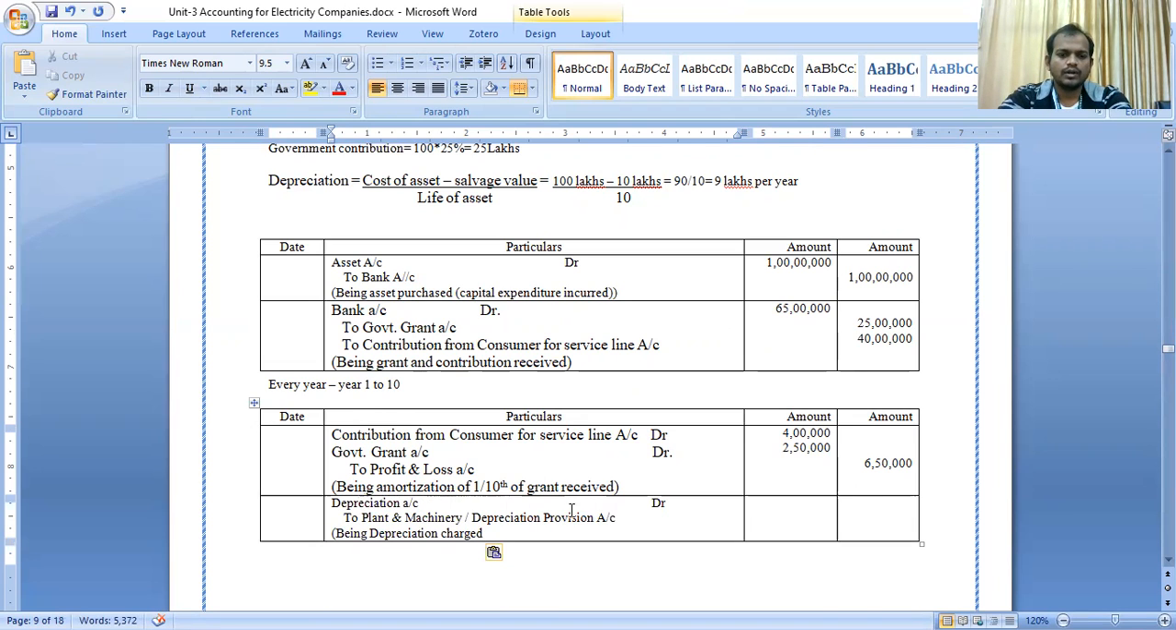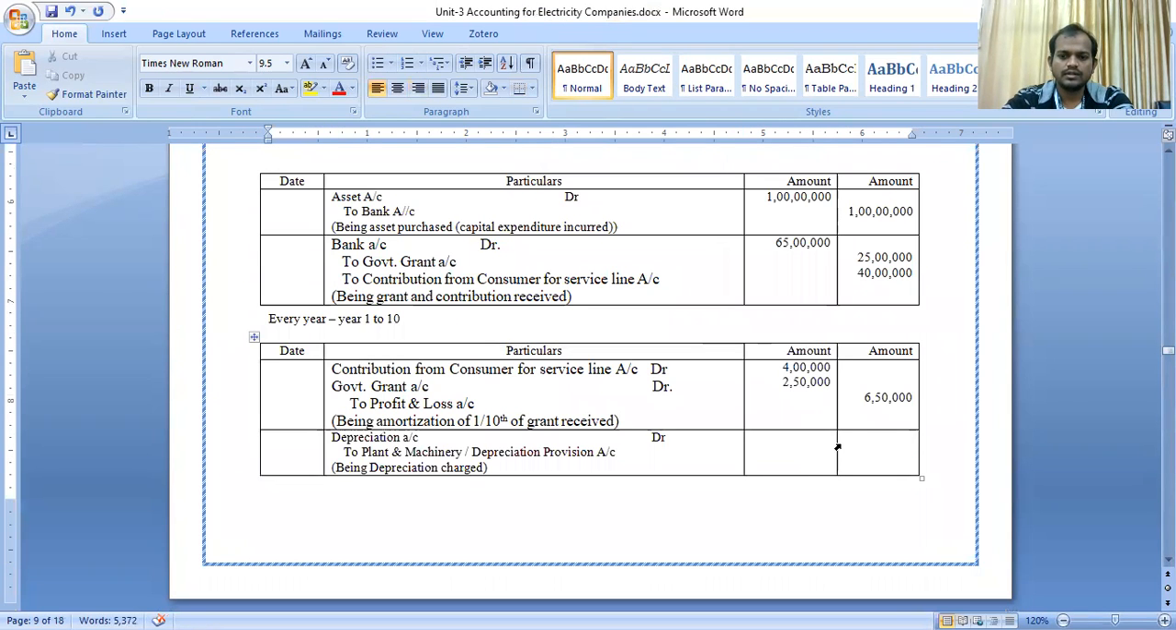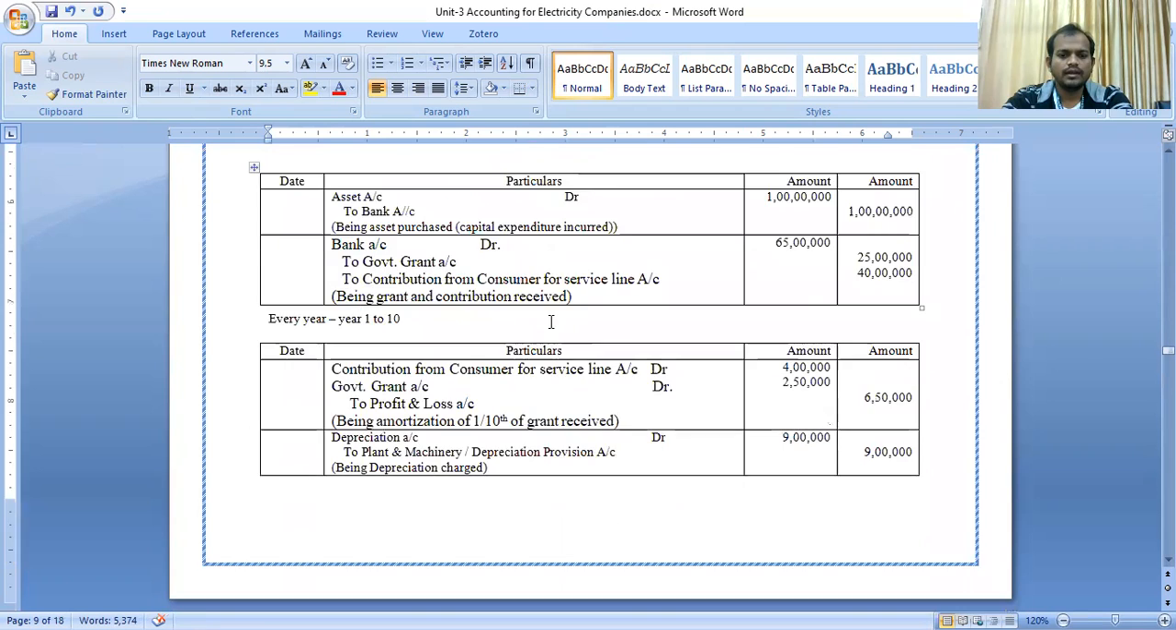Depreciation account debit to plant and machinery or depreciation provision account, being depreciation charged. So depreciation per year is 9 lakhs on the straight line method. It is 9 lakhs. So this is how we have to deal with the depreciation.